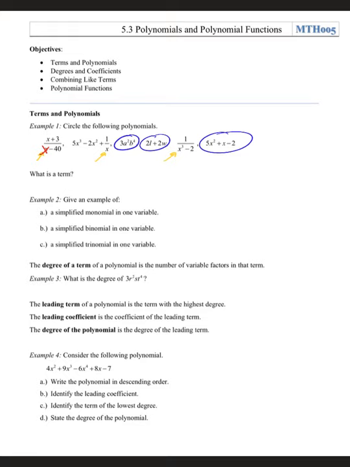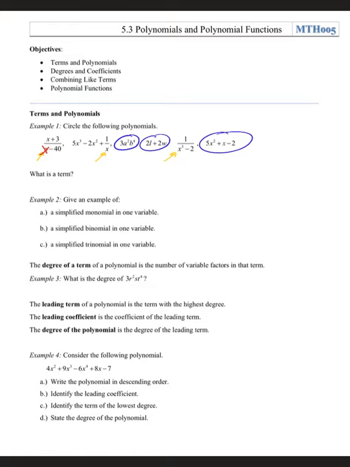We do not want variables in a denominator for a polynomial. The reason being is we need exponents to all be positive integers. Whereas remember from the last section, if we have negative exponents, that means that we could have that variable in the denominator. So we want to think positive exponents, meaning no variables in denominators.